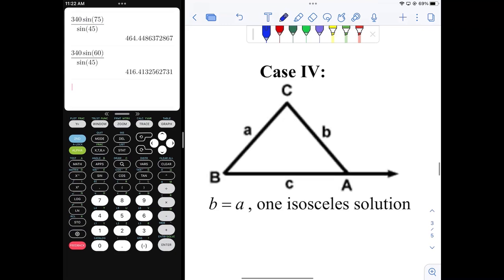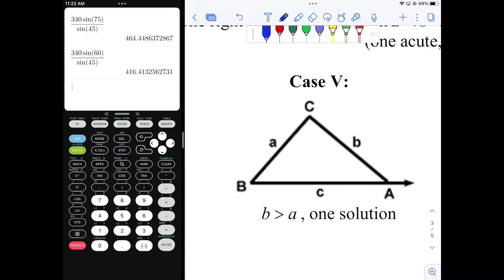Case 4. What if the side opposite the given angle is exactly the same length as A? You know you're going to have one solution here, but as you swing it around, it comes back up and it lays perfectly on top, right? So if A and B are equal, we have one solution, and it's the special what type? Isosceles. We get the isosceles triangle, okay?